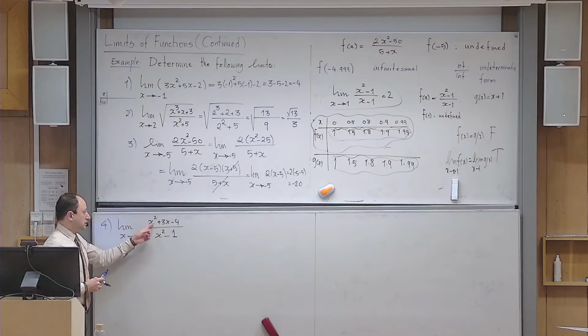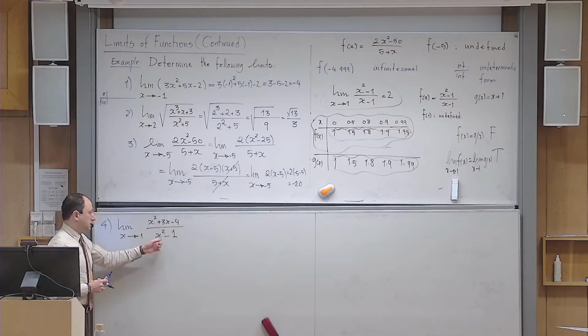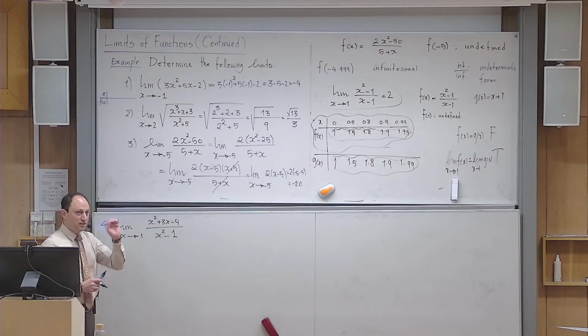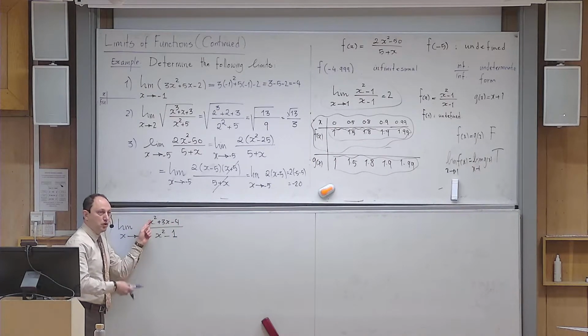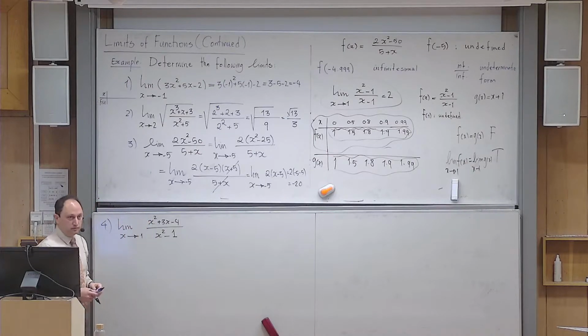So this is the case. If I put 1, the numerator becomes 0, the denominator becomes 0. By the way, this is sloppy language. I am not allowed to put x equal to 1. If x is 1, the numerator is 0. If x is very close to 1, the numerator is a very small number, but not 0.